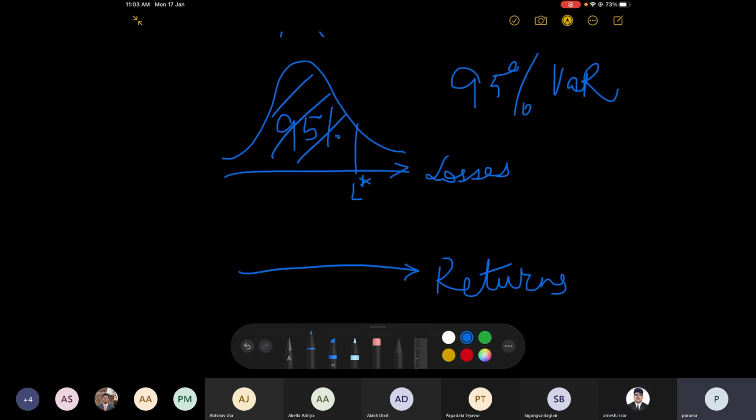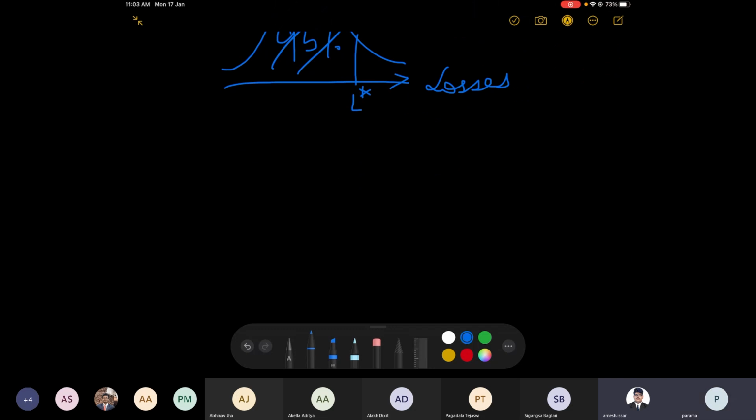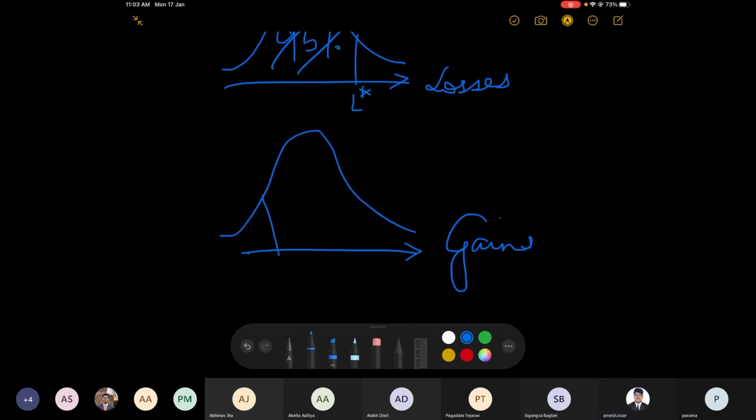And if we take returns, or if we take gains, let's go back to gains. Just 1 minute, let me erase this bar. Say, if we have gains, then there may be a zero value somewhere here, and this would be the kind of loss that we are looking at. So G star will be a negative value, and we will select that value such that this area is 95%.